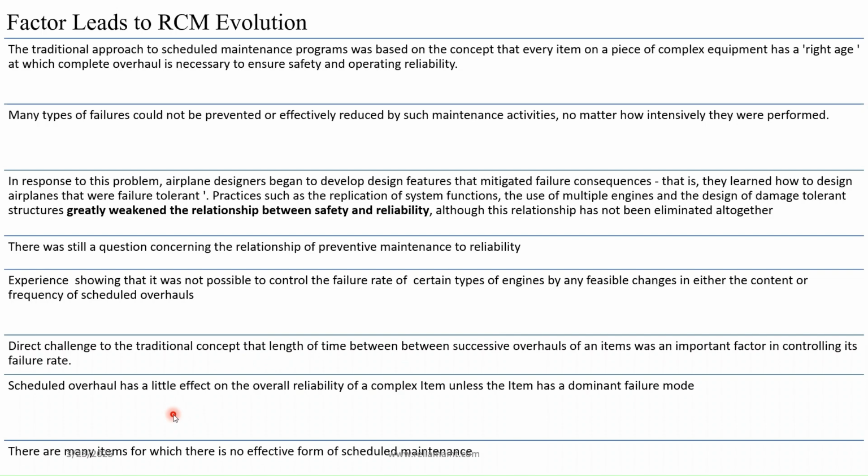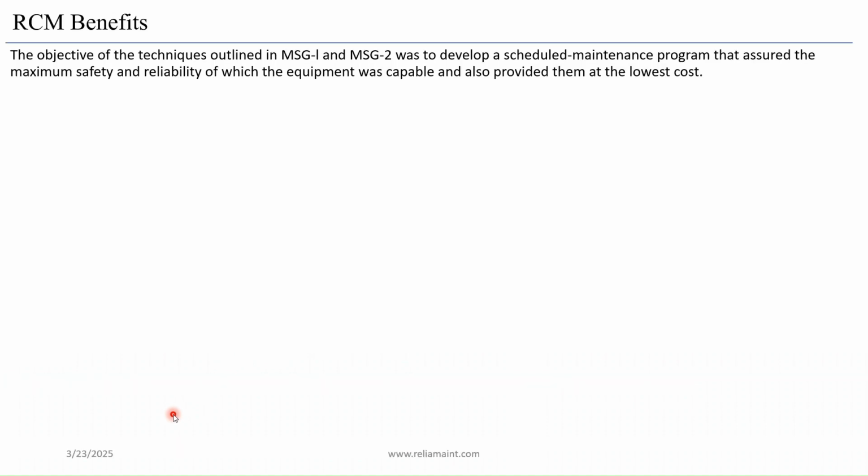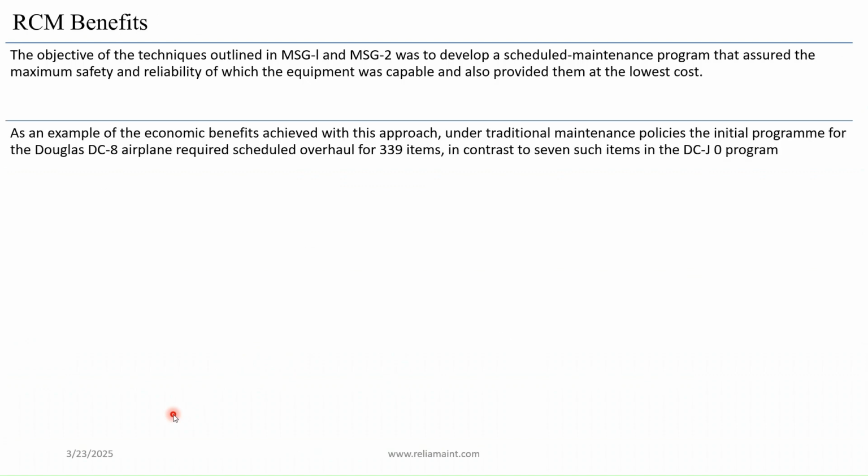Scheduled overhaul has little effect on the overall reliability of a complex item unless the item has a dominant failure mode. There are many items for which there is no effective form of scheduled maintenance. RCM benefits. The objective of the techniques outlined in MSG-1 and MSG-2 was to develop a scheduled maintenance program that assured the maximum safety and reliability of which the equipment was capable, and also provided them at the lowest cost.